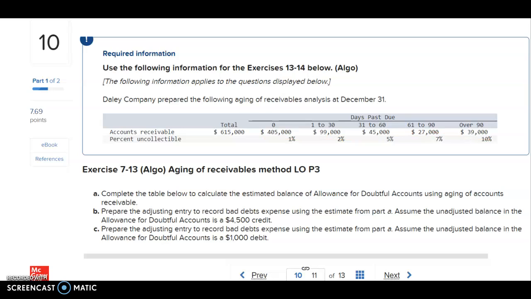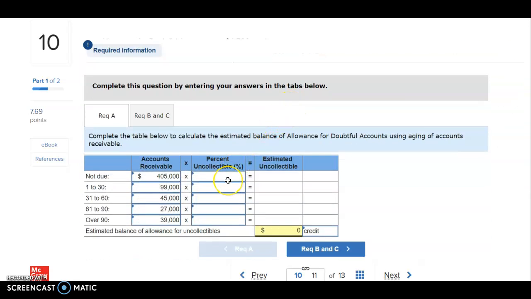Anyway, those are there, and then right under them you'll also see your percentages. So you're simply going to plug that information into the spreadsheet, and our amounts for those percentages are 1%, 2%, 5%, 7%, and then 10%. And this calculation is done for you.